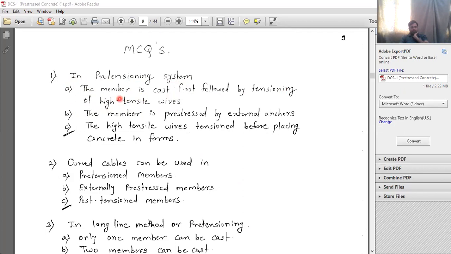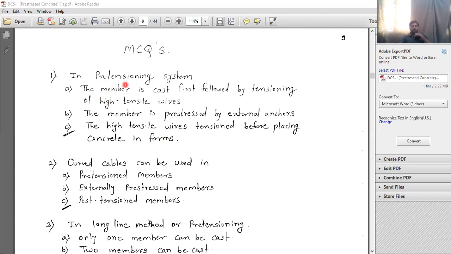Pre-tensioning, I said. So, is the member cast first? No, it is not cast first. Is the member prestressed by external anchors? No, pre-tensioning is not a system of external anchors, it is an internal system. So no. And the last one is: the high tensile wires are tensioned before the placing of the concrete form.